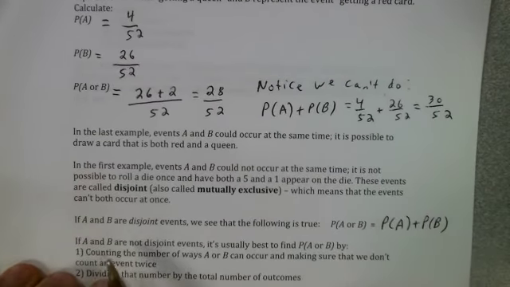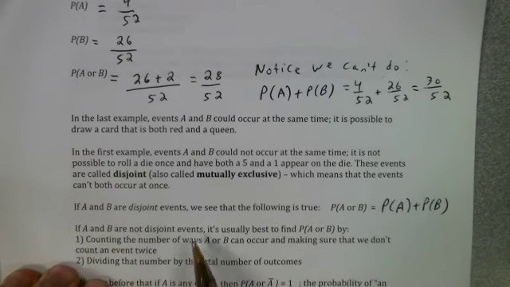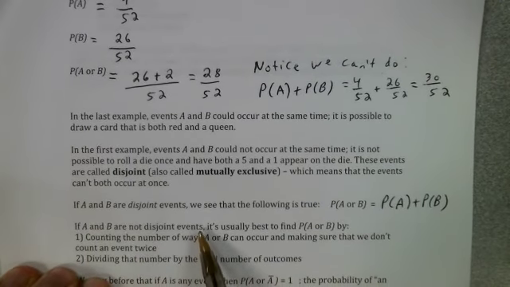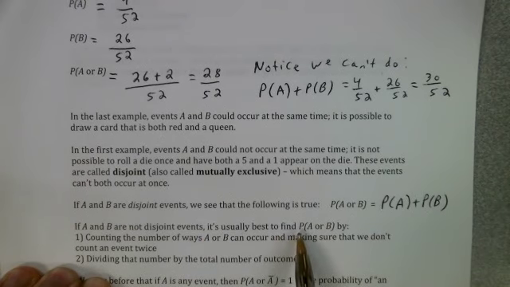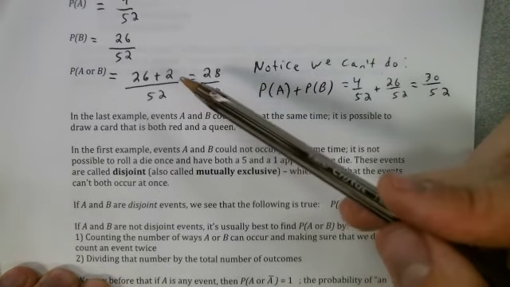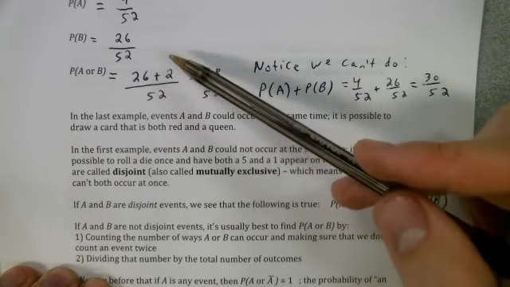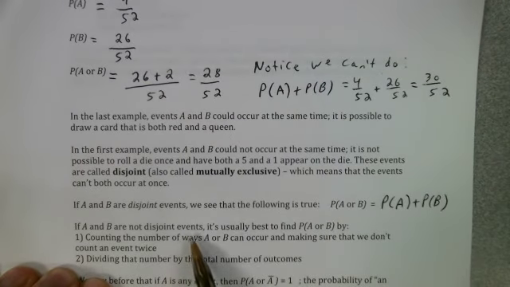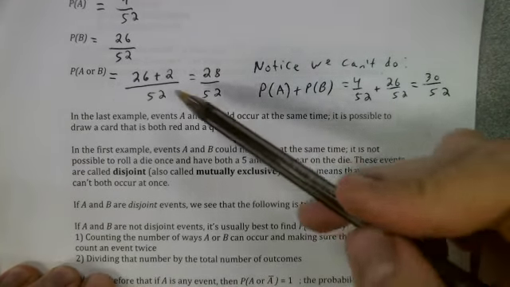All right. Now, if A and B are not disjoint events, so it is possible for them to happen at the same time, it's usually best to find the probability of A or B by, now here's what I recommend, what we did in the last example. We just figured out all the ways that A or B could happen. So if A or B are not disjoint events, meaning that they can happen at the same time, and you want to find the probability of A or B, I would recommend counting the number of ways A or B can occur and making sure that we don't count an event twice.